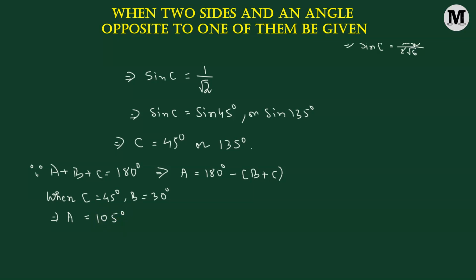105 degrees. Or we can consider the other possibility when we have the angle measure of C, that is 135 degrees, and B, that is 30 degrees, then in that case angle measure of A is going to be 15 degrees. So we have now two triangles.